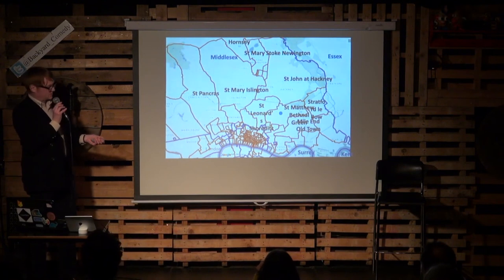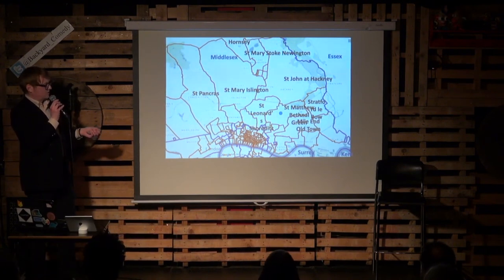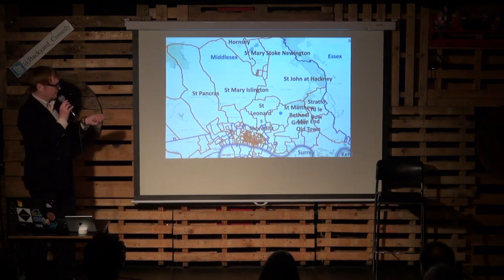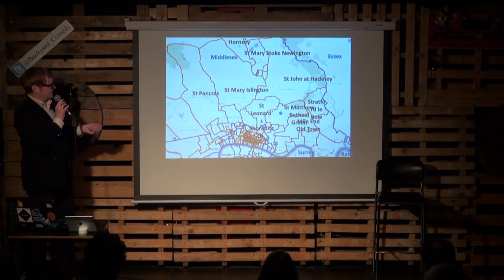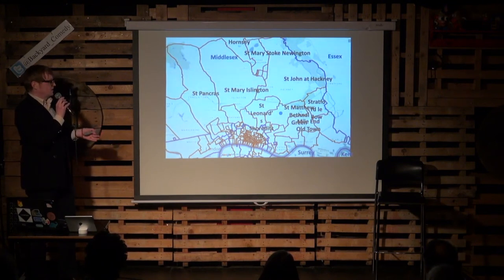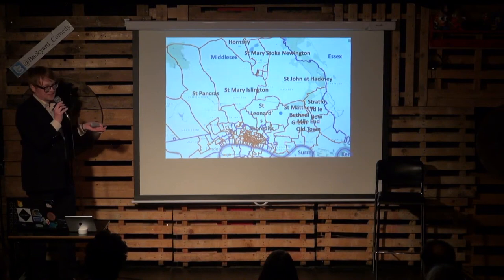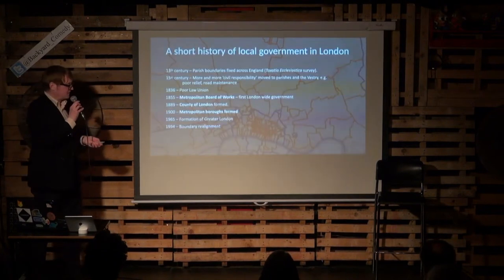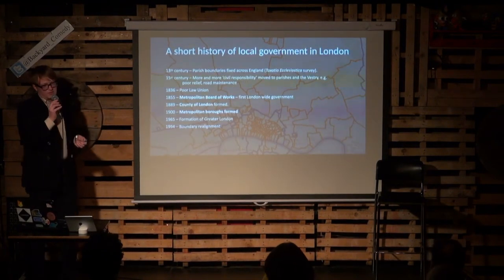Parishes in the city were really small because of the density of population, whereas the further out you went, you got bigger parishes. Many of them, you'll almost recognize the shape of the London boroughs. Obviously, the boundaries were tidied up a bit, aligned with streets, but the Borough of Hackney was a combination of Stoke Newington, Hackney, and Shoreditch. And the boundaries basically existed since the 13th century when the parish boundaries were fixed.